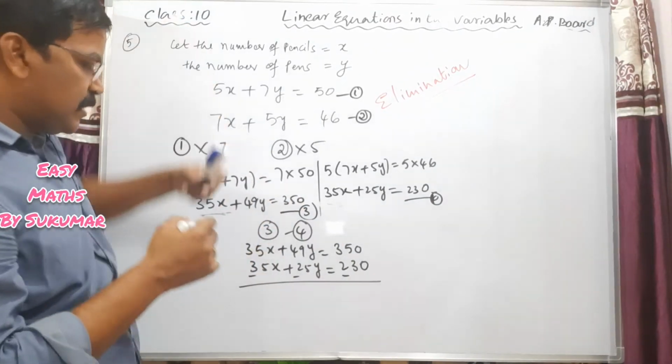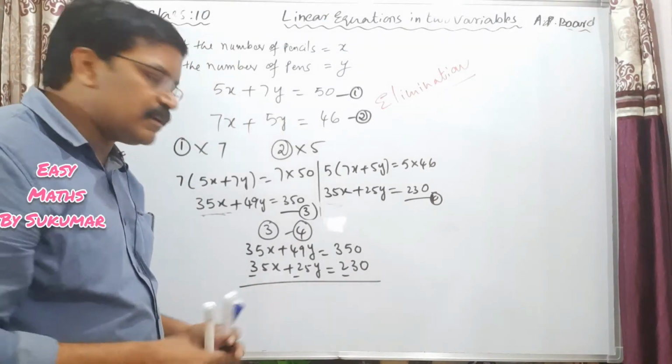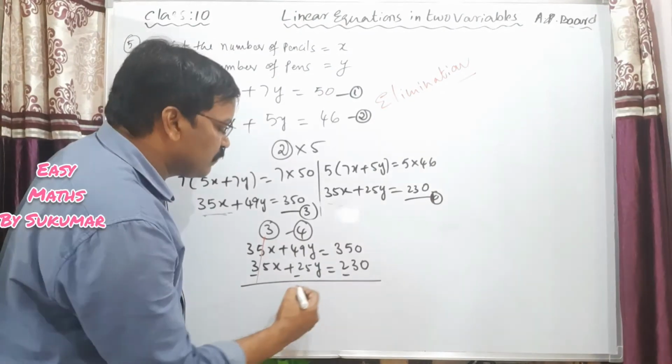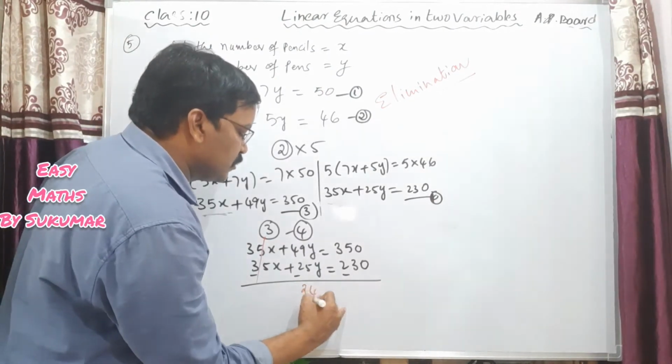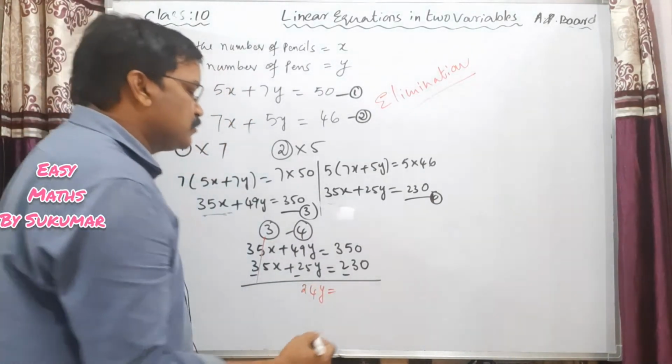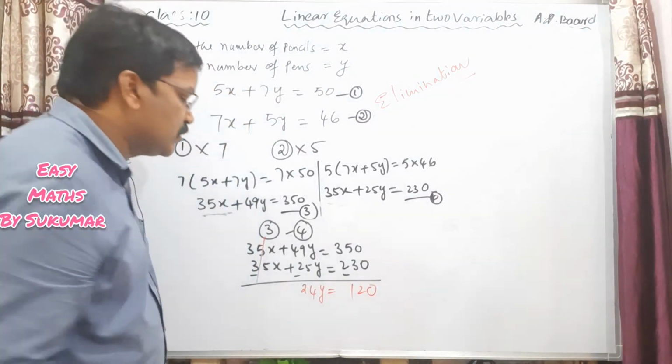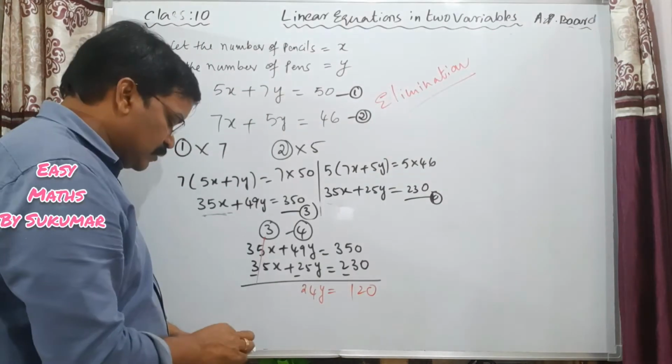Okay, now my dear students, this plus 35x and minus 35x both get cancelled. 49 minus 25 means what? This is 24y, it is equals to 0. 5 minus 3 is 2. This is 120. So finally y is equals to what?